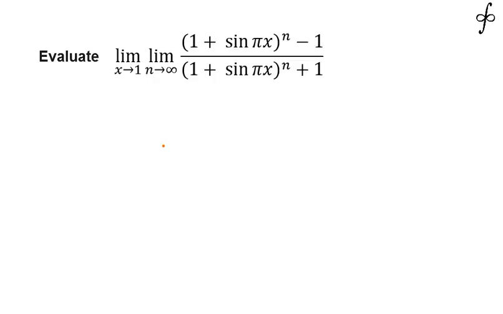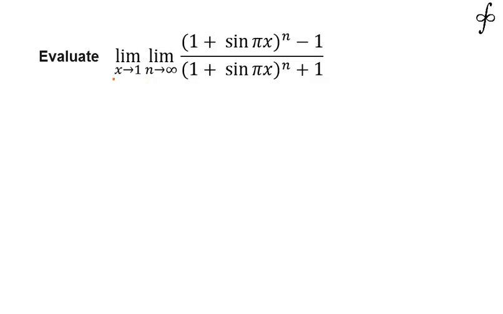Okay, let's discuss the limiting question. The question says: evaluate the limit as x tends to 1, of the limit as n tends to infinity, of (1 plus sine pi x) to the power n minus 1, divided by (1 plus sine pi x) to the power n plus 1. Now, usually in this kind of limit calculation, we find the limiting value by confirming the validity of RHL and LHL, that is the right hand limit and the left hand limit.